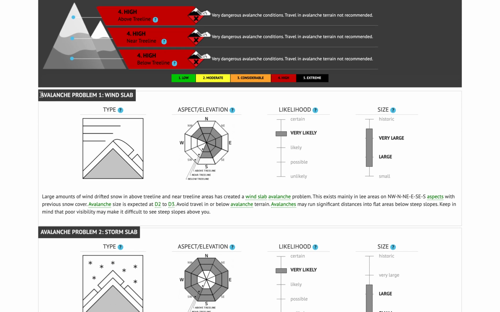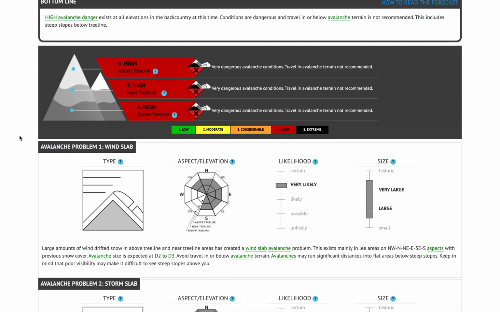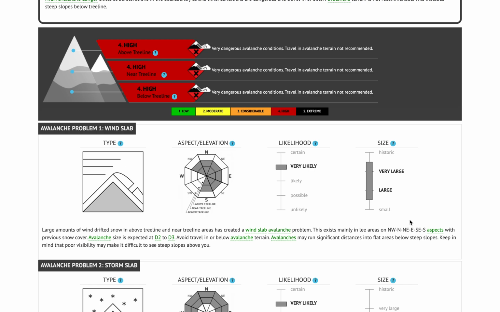Then it gives you a rundown of each avalanche problem that is there per day. So I'm just going to run you through each aspect of this and explain what it is. So first, it obviously gives the name of the avalanche problem, and then it's going to give you the symbol, which we saw in the snow science section earlier. And this symbol is just going to give you a little gist of what that avalanche looks like, how it releases, and how it forms.